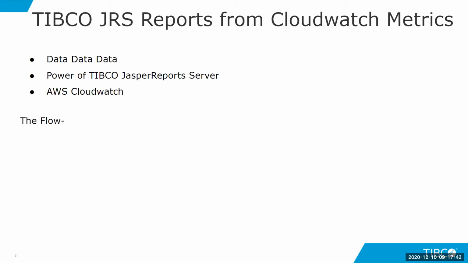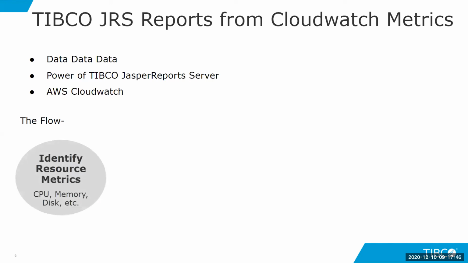Let's look at the flow. The first and foremost task is to identify resource metrics. Depending upon the type of compute or service you are using, for example EC2, RDS, load balancers, etc., one needs to identify the key resources which are crucial for monitoring. A few such key metrics we have named here as CPU, memory, disk, etc. Once we have identified the required metrics, the next task is to configure and enable the CloudWatch agent.